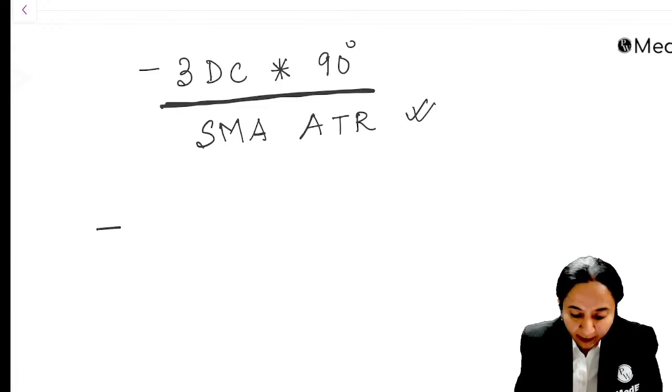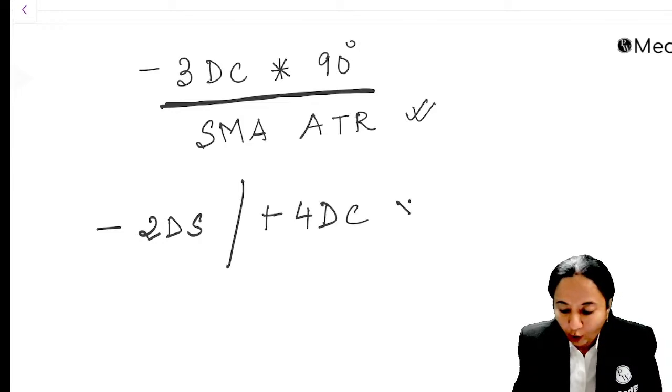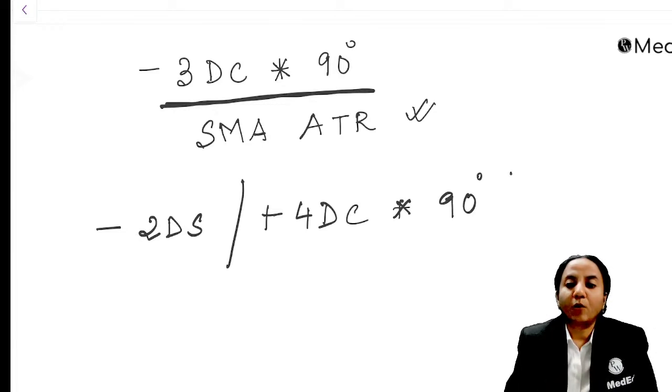Now the last one. Suppose I give you this prescription. Minus 2 diopter sphere and say plus 4 diopter cylinder cross 90. Look at this prescription now. What are we going to say? What is it? SMA, SHA, CMA, CHA or MA?